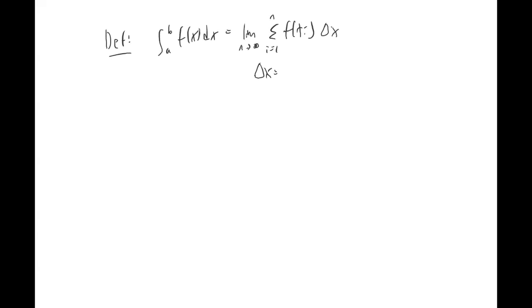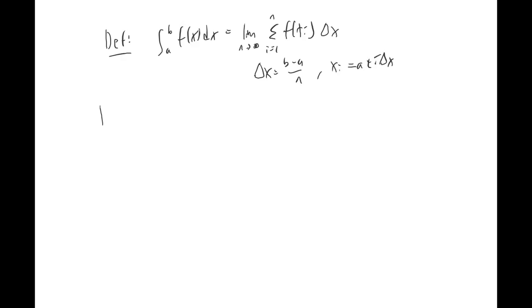So let's get started. Again, we define the integral as that limit of the Riemann sum of f of xi delta x, where delta x is b minus a over n, and xi is a plus i delta x.